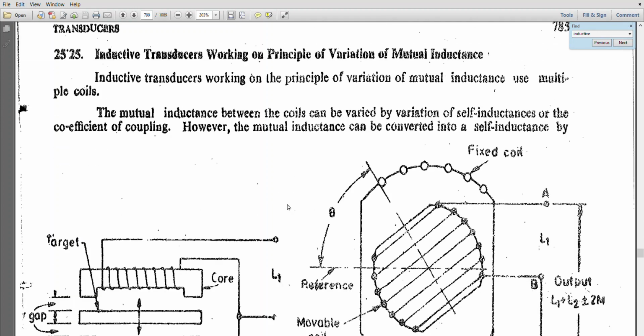And here comes our mutual inductance. So what is mutual inductance that we saw, guys? Mutual inductance is when a change in the current in a given coil produces changes in the magnetic flux, and this change in the magnetic flux will induce an EMF in another coil and results in a current. So that is called mutual inductance from one coil to another.